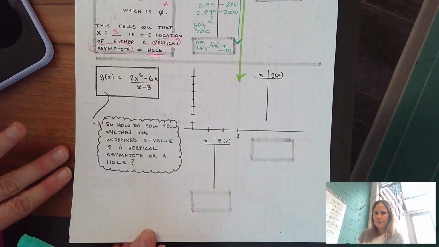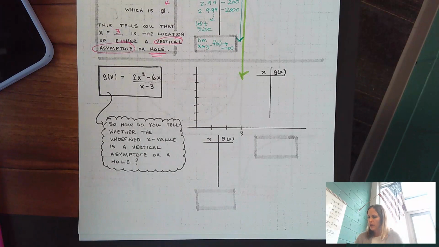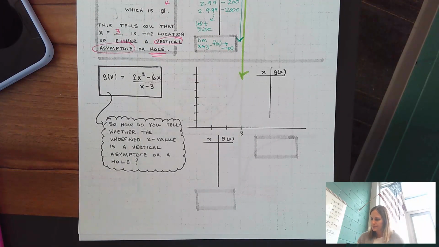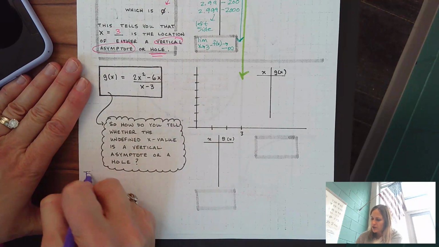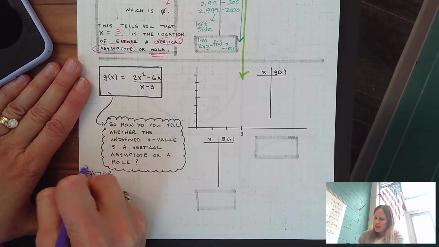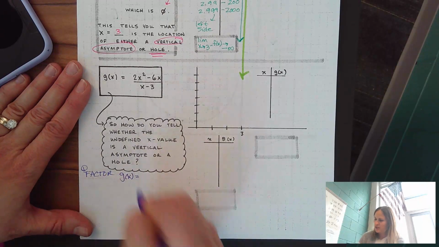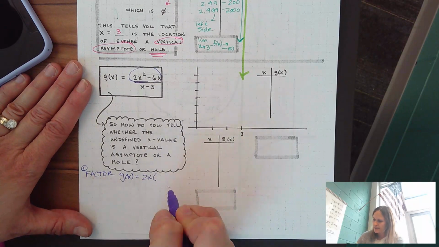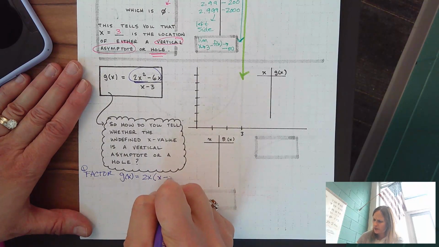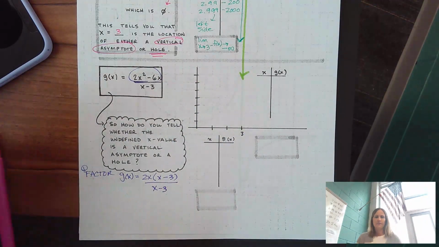Let's do another example. This one's a little bit harder. The first thing I want you to do is factor this equation. So how do you tell whether the undefined x value is a vertical asymptote or a hole? The first thing I want you to do is factor. I'm going to be honest with you, that's going to be your first step pretty much always. So I'm going to get g of x equals, and on the numerator, I'm going to factor out a GCF. I'm going to factor out a 2x, and I get x minus 3. On the denominator, I can't really factor it. I just get x minus 3.